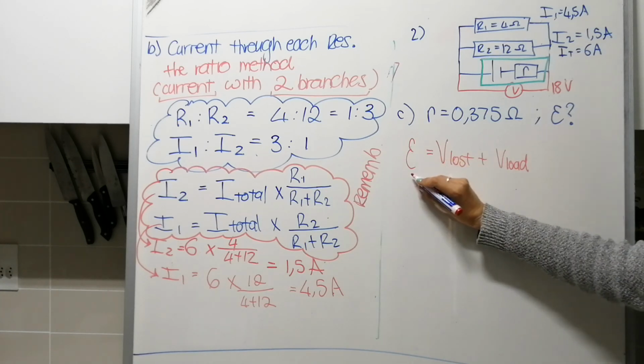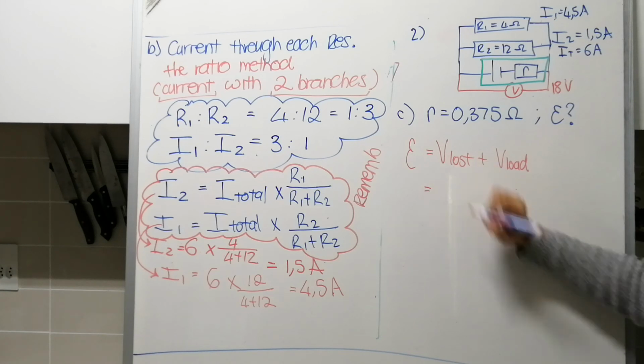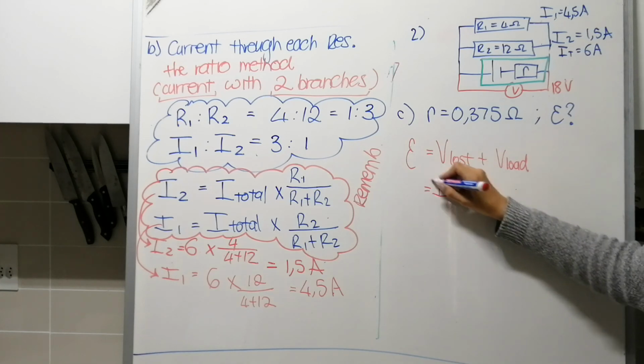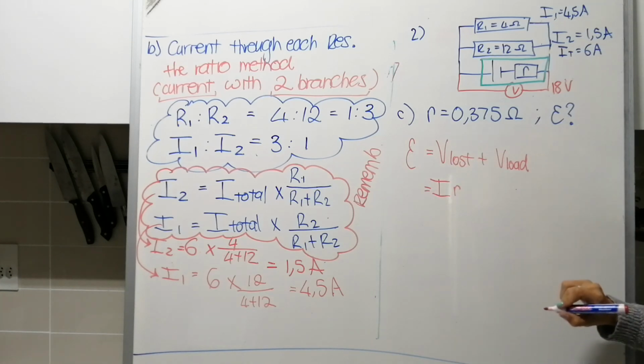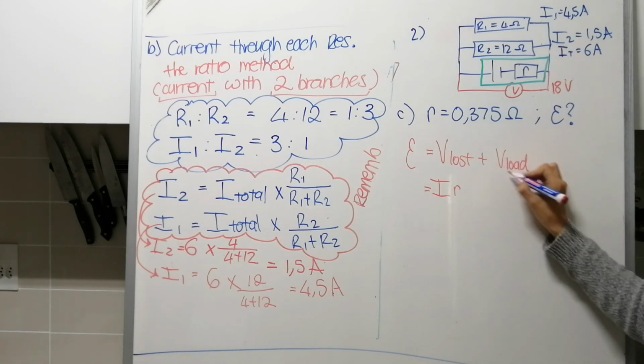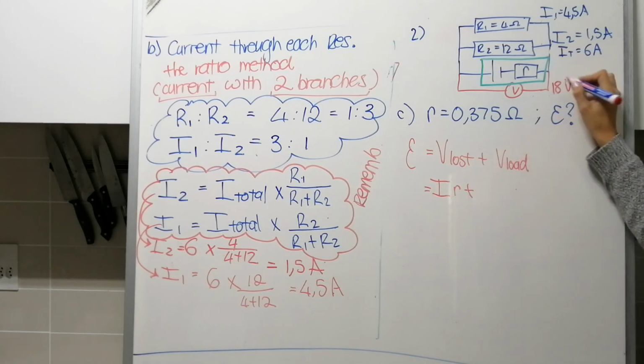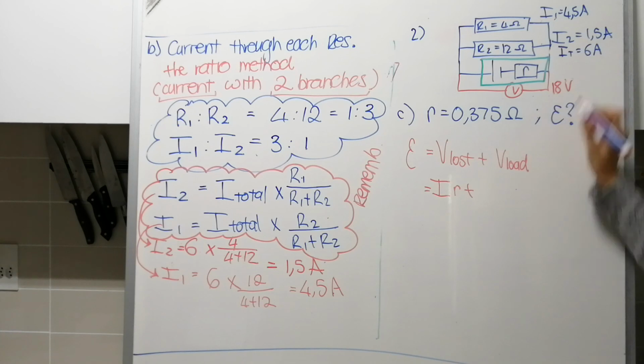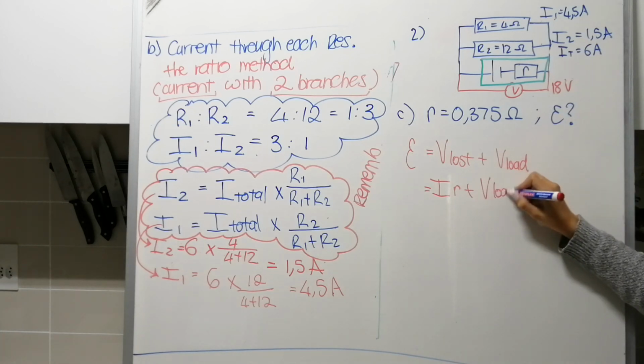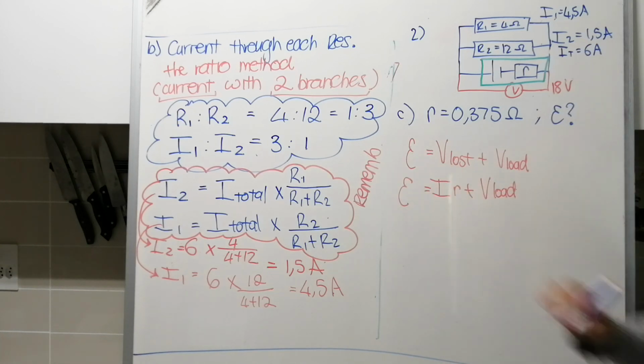We don't know E. We're looking for EMF, right? We don't know V lost, so we're going to expand that to current times internal resistance. We do know V load. That's this 18 volts that was given to us, so we're going to keep that as V load. Now we're at a point where we can substitute in and solve.